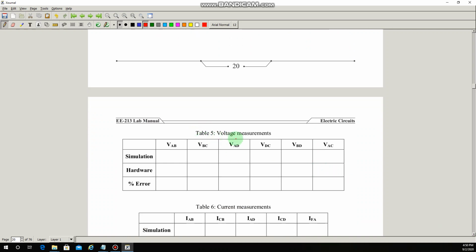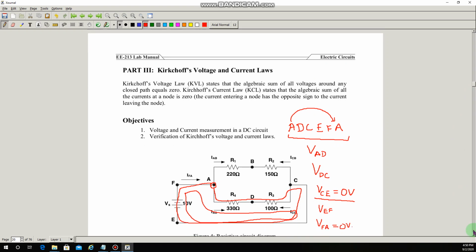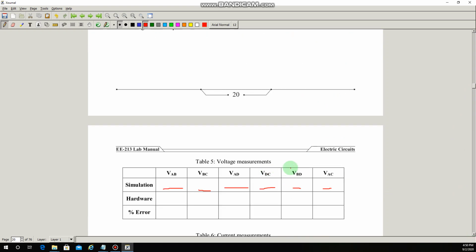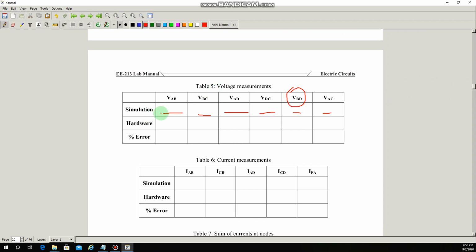Okay, here is table number 5, voltage measurements. What we have to do is use Multisim to record all of these voltages: VAB, VBC, VAD, VDC, VBD, and VAC. These are all different voltages present in this circuit. For example, let me point out VBD. This is the voltage present between these two nodes. We are recording all of these voltages in order to verify the KVL.